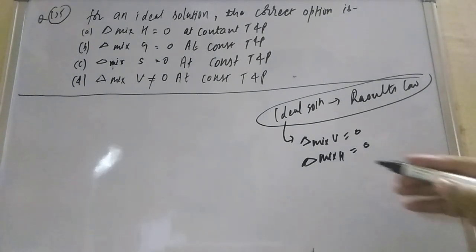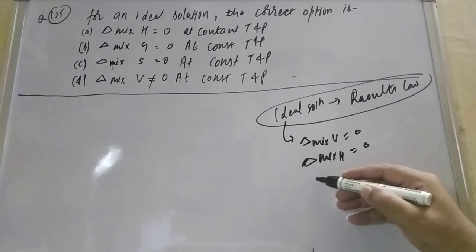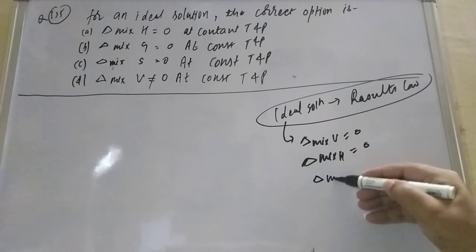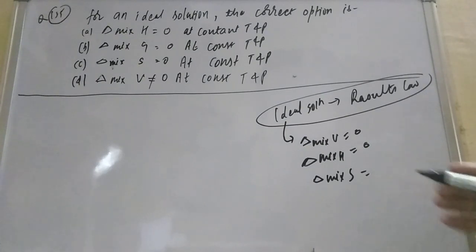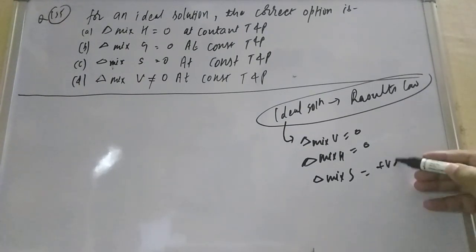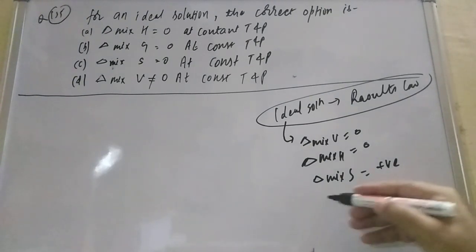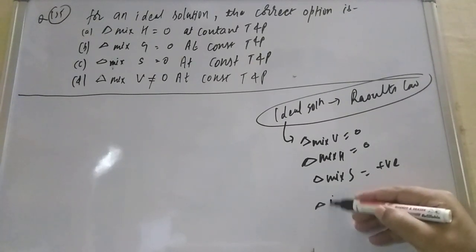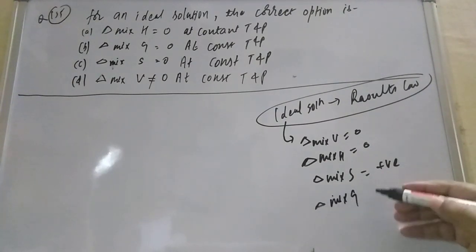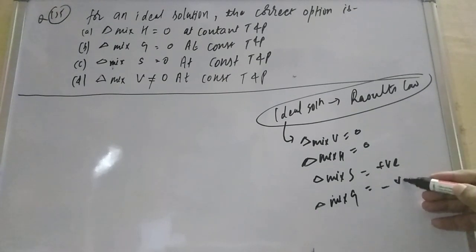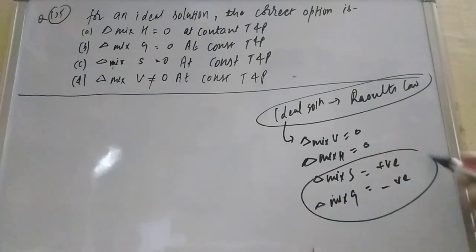So V mixing is 0, H mixing is 0, and when you are talking about delta S mixing, the entropy is always positive. Randomness will always increase when you are mixing something. And when you are talking about delta G mixing, the Gibbs free energy, it will always be negative for all types of solution. These two are the same for ideal or non-ideal solution, but delta V mixing is 0 and delta H mixing is 0 for ideal solution.